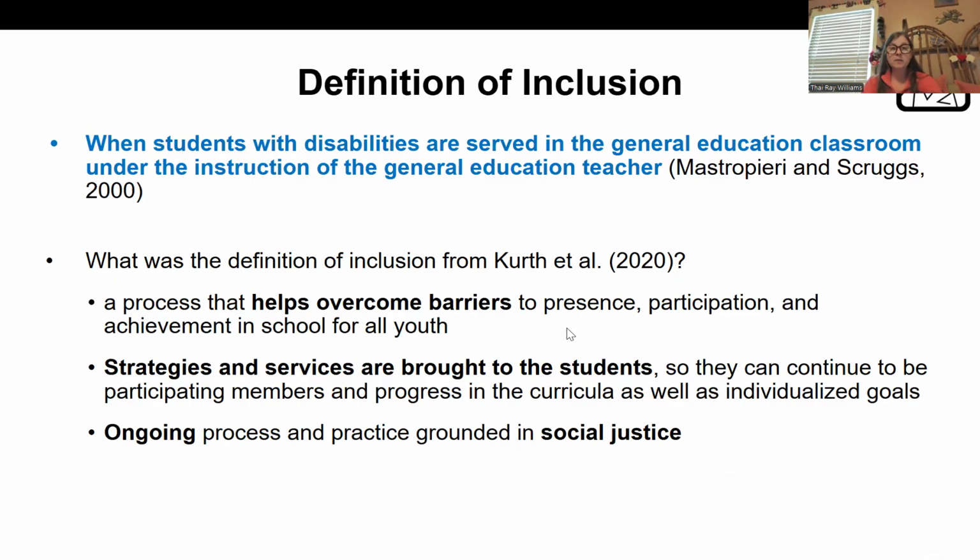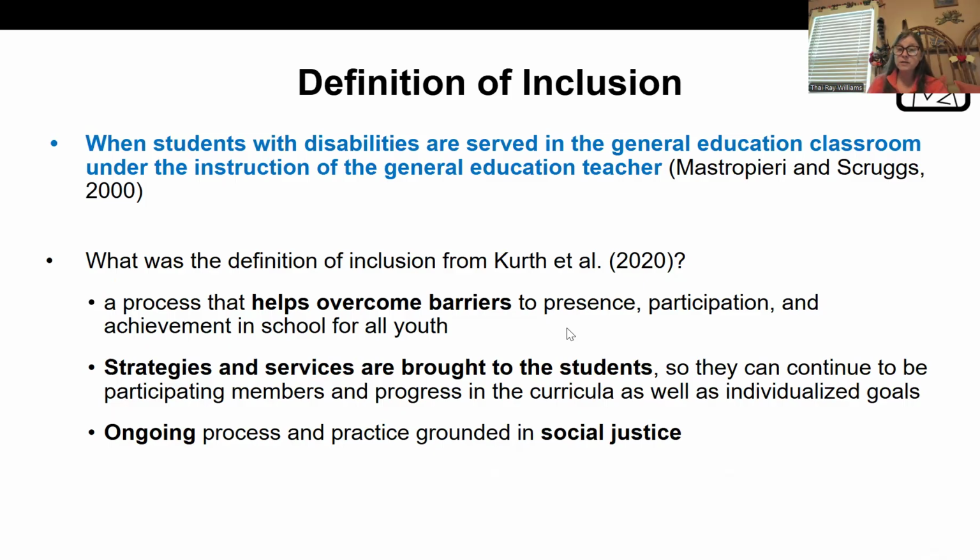All right, so let's look at Mastropieri and Scruggs' definition, which they defined back in 2000. Their definition is when students with disabilities are served in the general education classroom under the instruction of the general education teacher. So in the general education classroom, receiving instruction from the general education teacher.